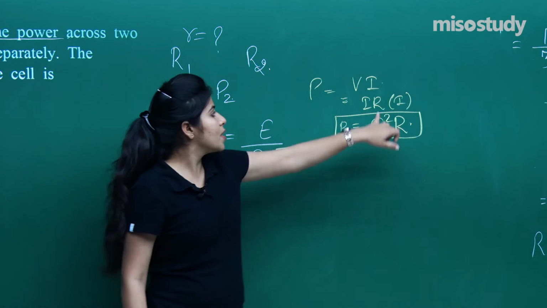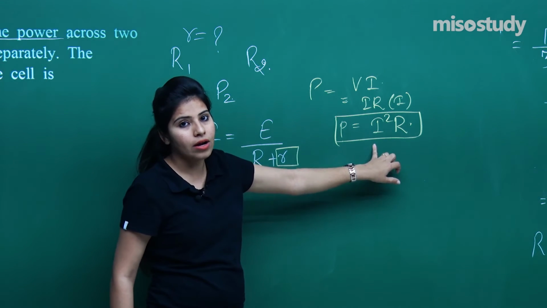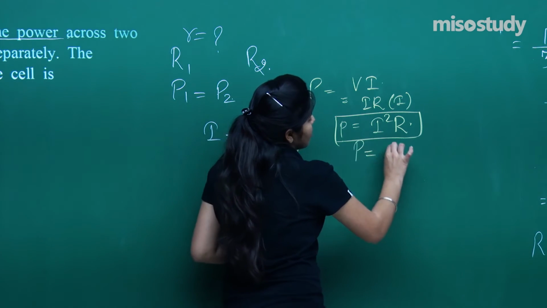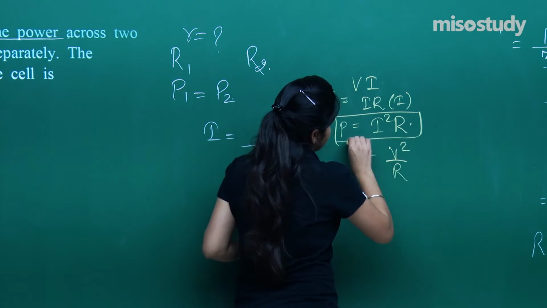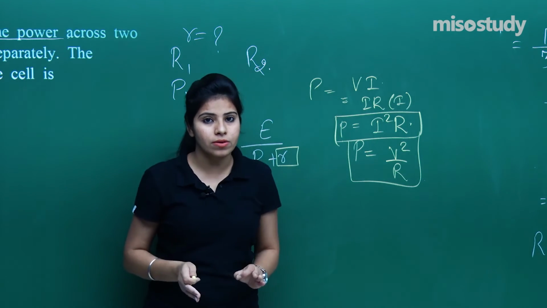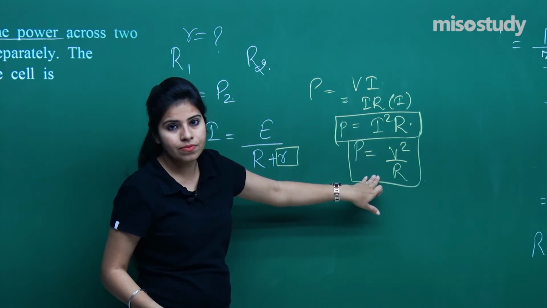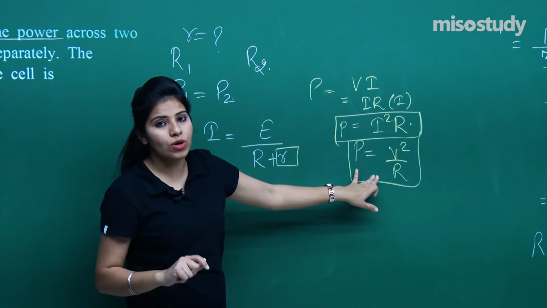First formula is P equals VI, second formula is P equals I square R, and your third formula is P equals V square by R. Whatever is the situation given to you in the question, you can apply either this or this.